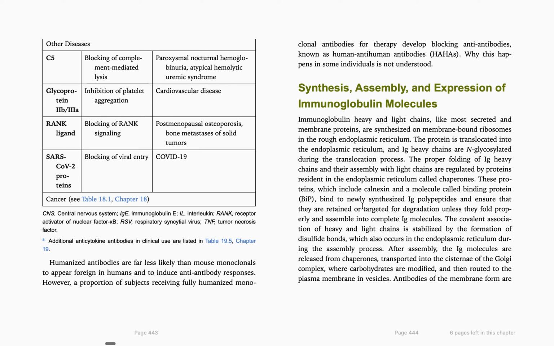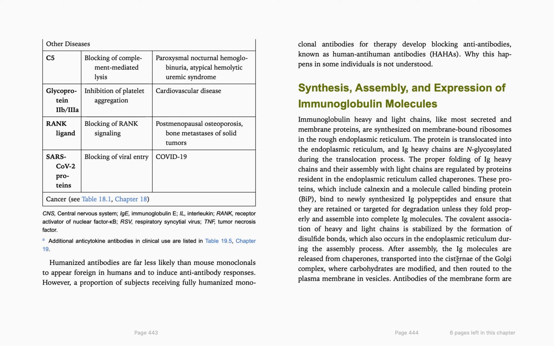These proteins, which include calnexin and molecules called binding proteins, bind to newly synthesized Ig peptides and ensure that they are retained or targeted for degradation unless they fold properly and assemble into a complete Ig molecule. The covalent association of heavy and light chains is stabilized by formation of disulfide bonds, which also occur in the endoplasmic reticulum during the assembly process.